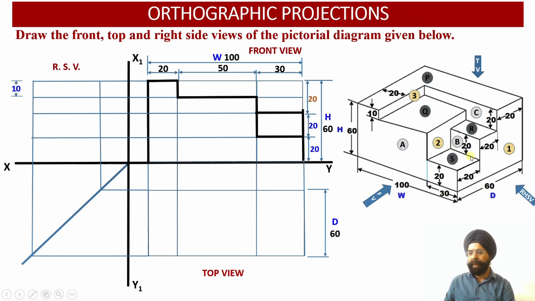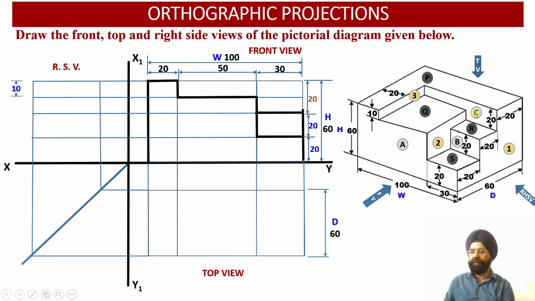Then this is my surface B, which is a rectangle having dimensions, width is equal to 30, height is equal to 20. So this is the width equal to 30. This is height, it is equal to 20 millimeter. So this is 30 millimeter, this is 20 millimeter.